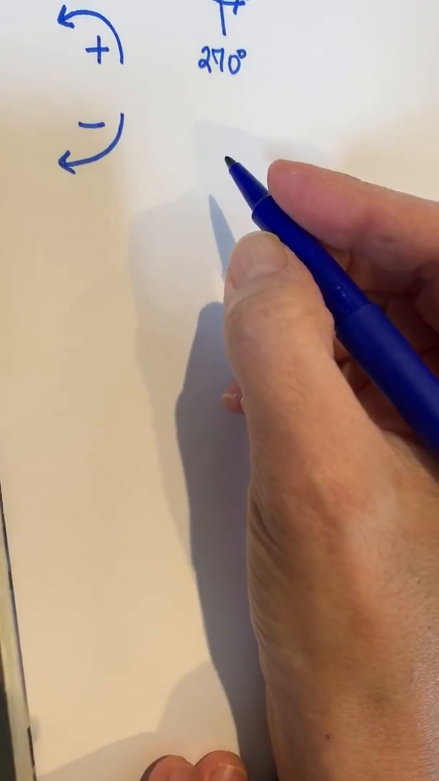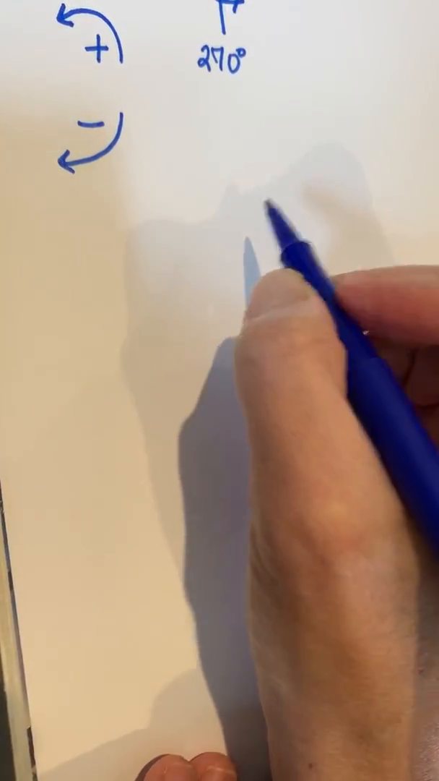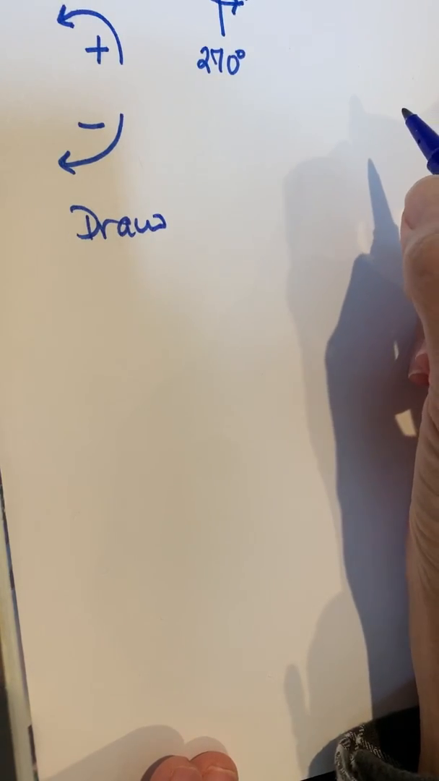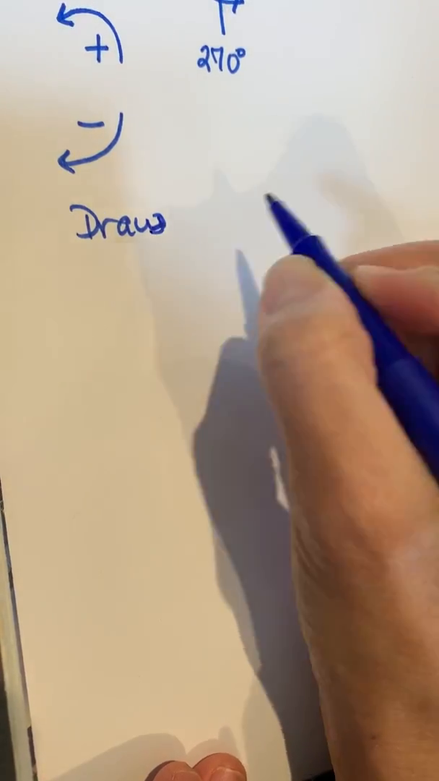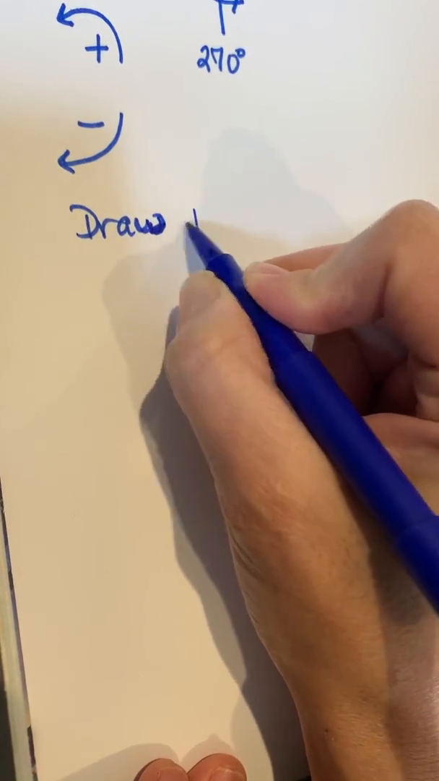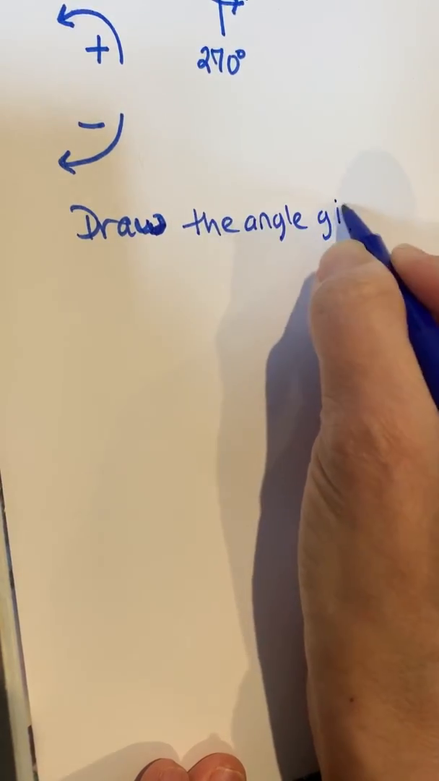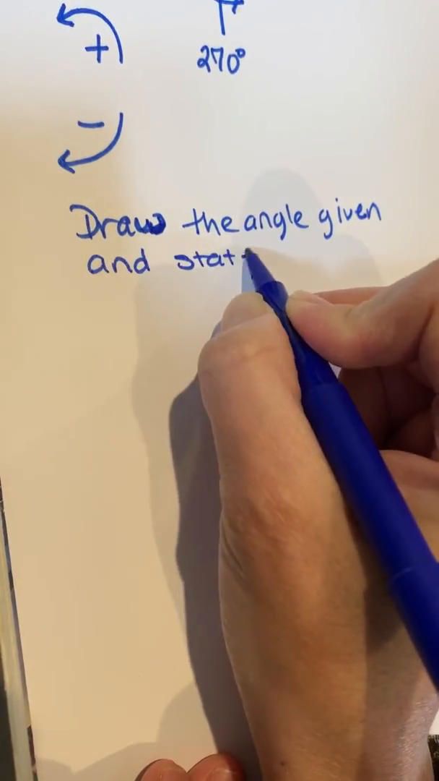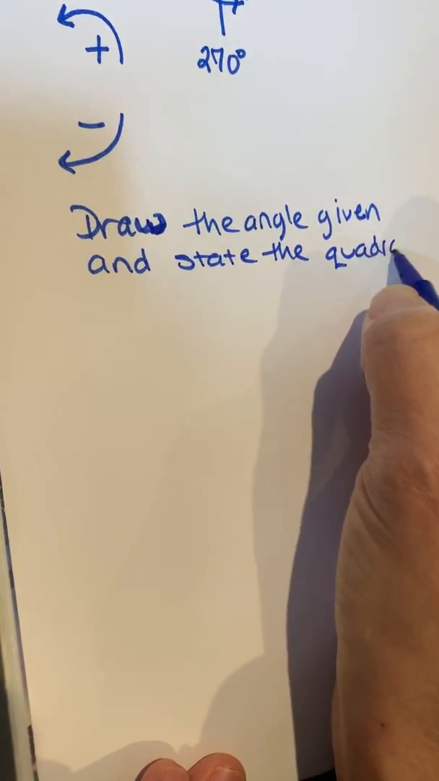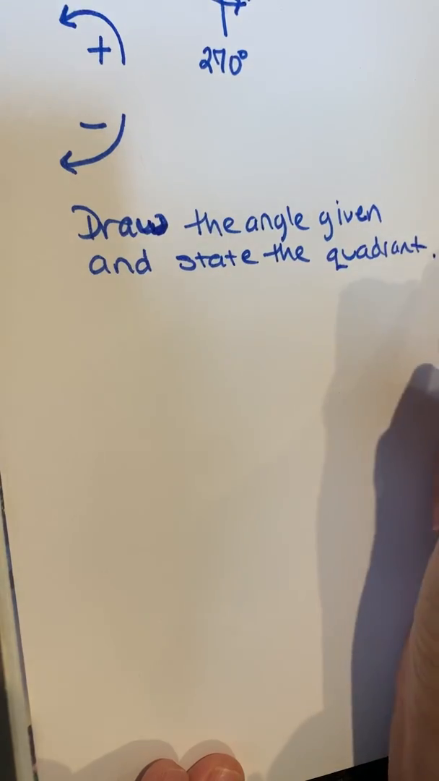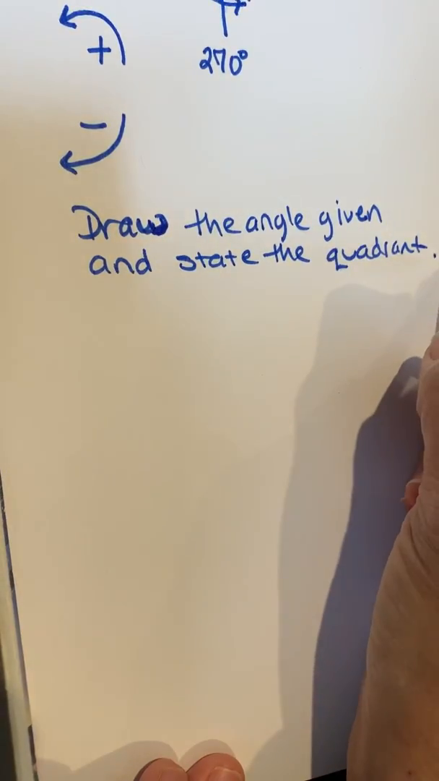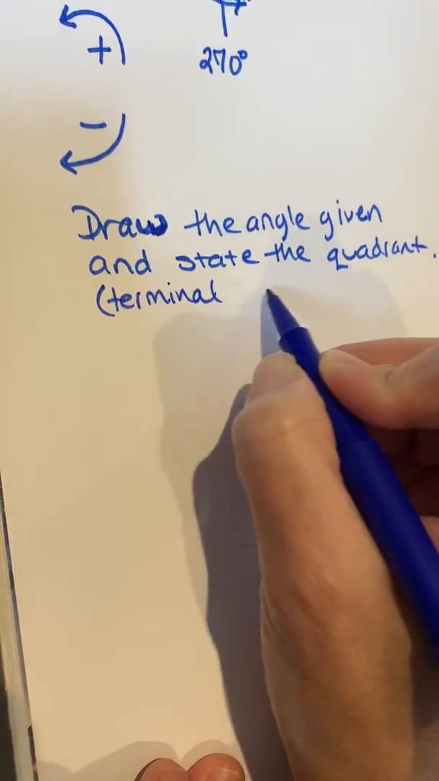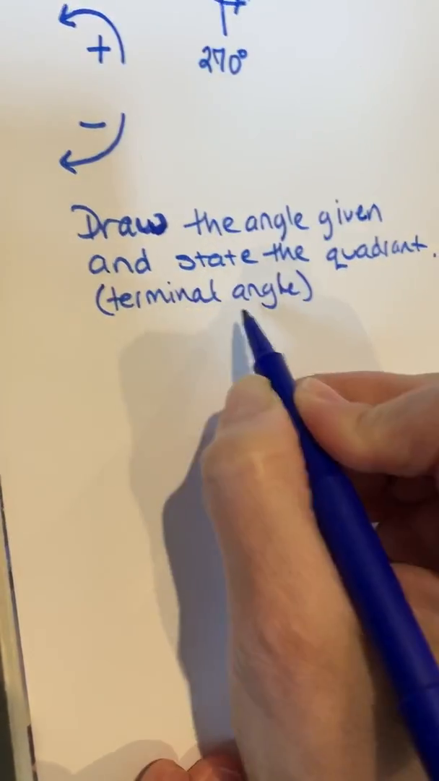You're going to determine the quadrant in which the angles lie. These are going to be your directions: draw the angle given and state the quadrant. That is the quadrant of what we call the terminal angle. That is where it terminates, where it ends, where it stops.